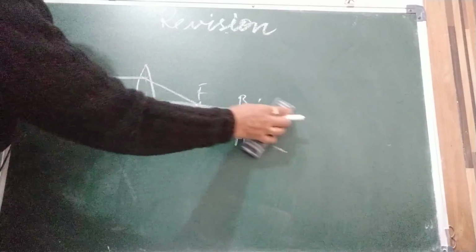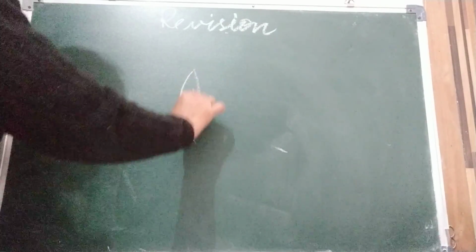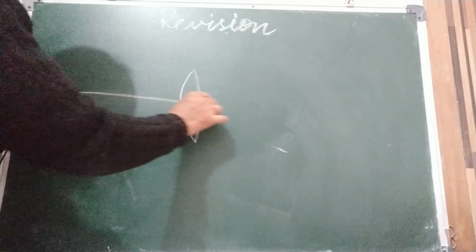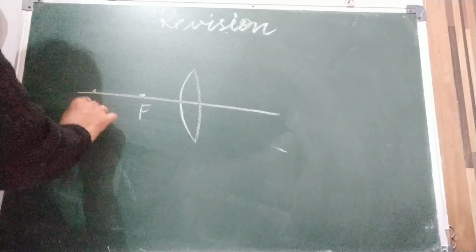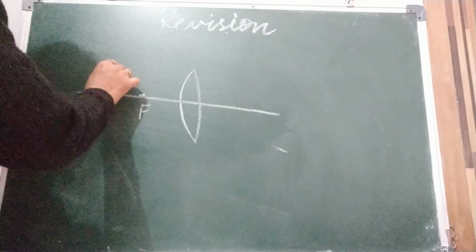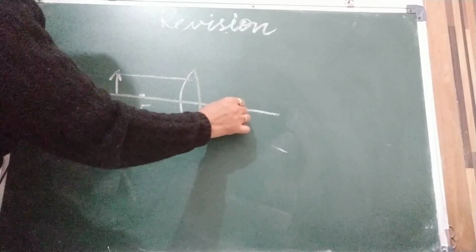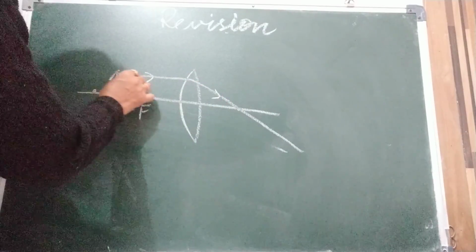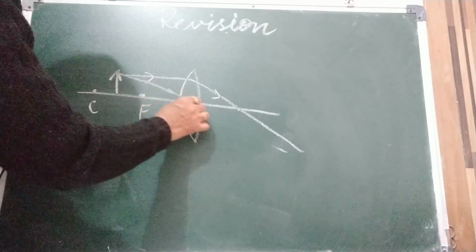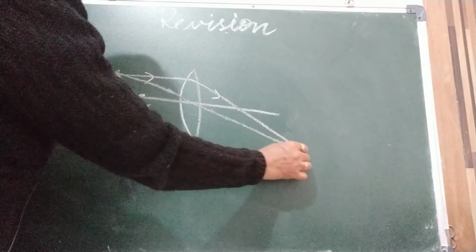Opposite of this, when the object is between F and C, after refraction, the first ray will pass through the focus, and the second ray will pass through the optical center.